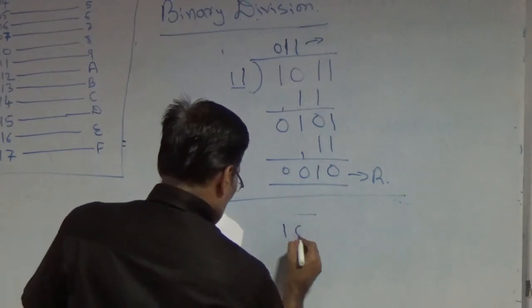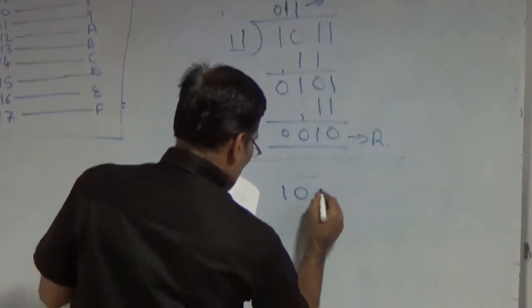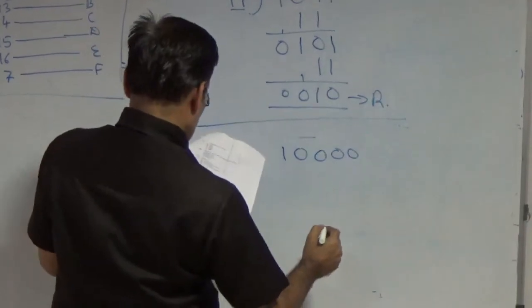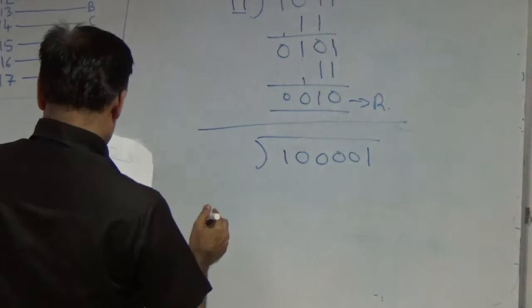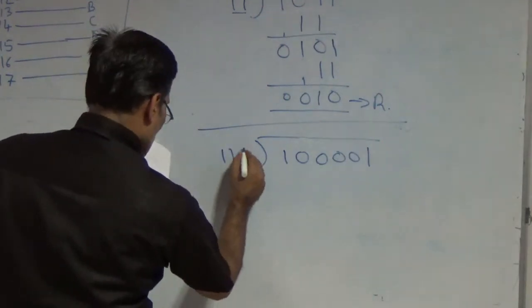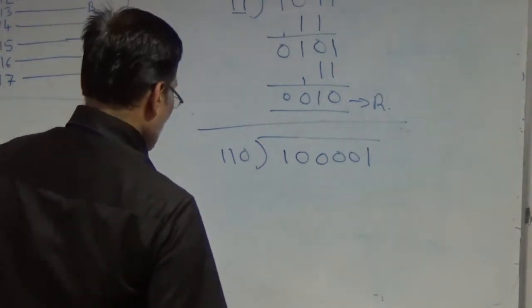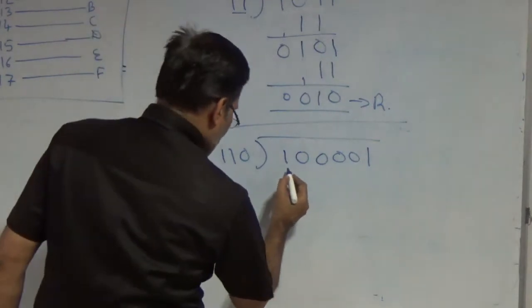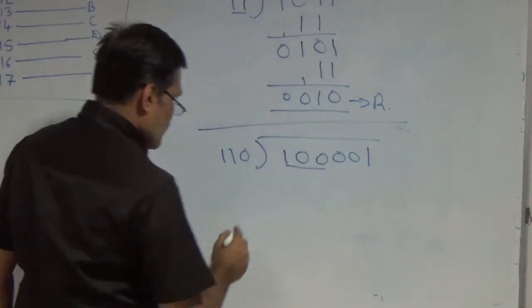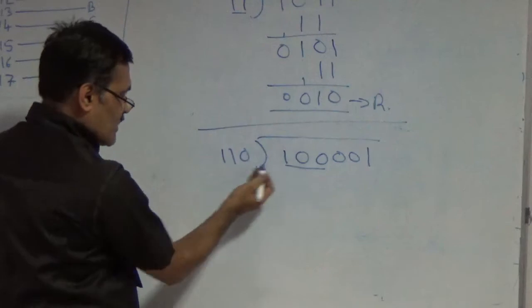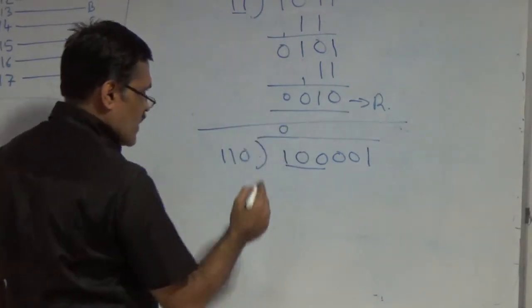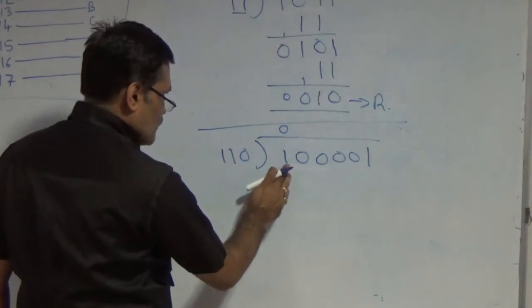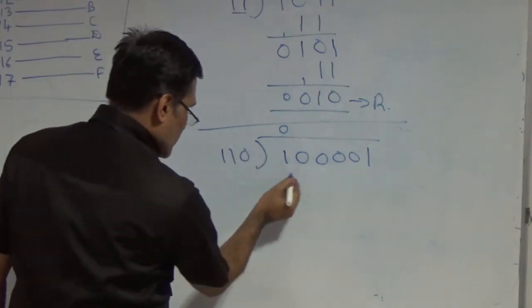One, 4 zeros, 1, and the divisor is 1, 1, 0. Okay, so in this case, if I take these three, which is very much lesser than this one, therefore I have to take the next digit also, therefore I will add 0. Okay, so now I will take all these 4.